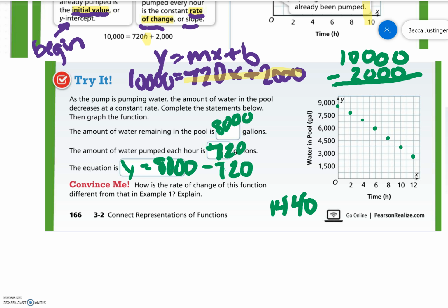How's the rate of change in this function different than that in example 1? Explain. They have different signs. Because in the first one, we were trying to add water to the tanker. So we were adding the rate of change. In the second one, we were taking water out of the pool. So we were subtracting it.